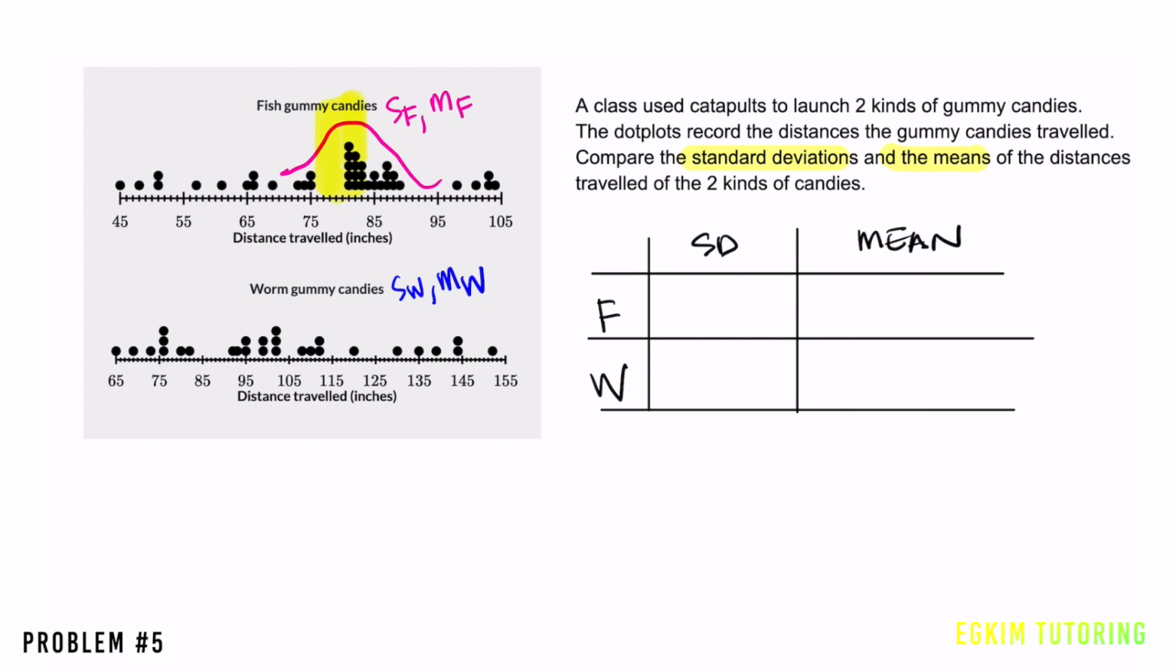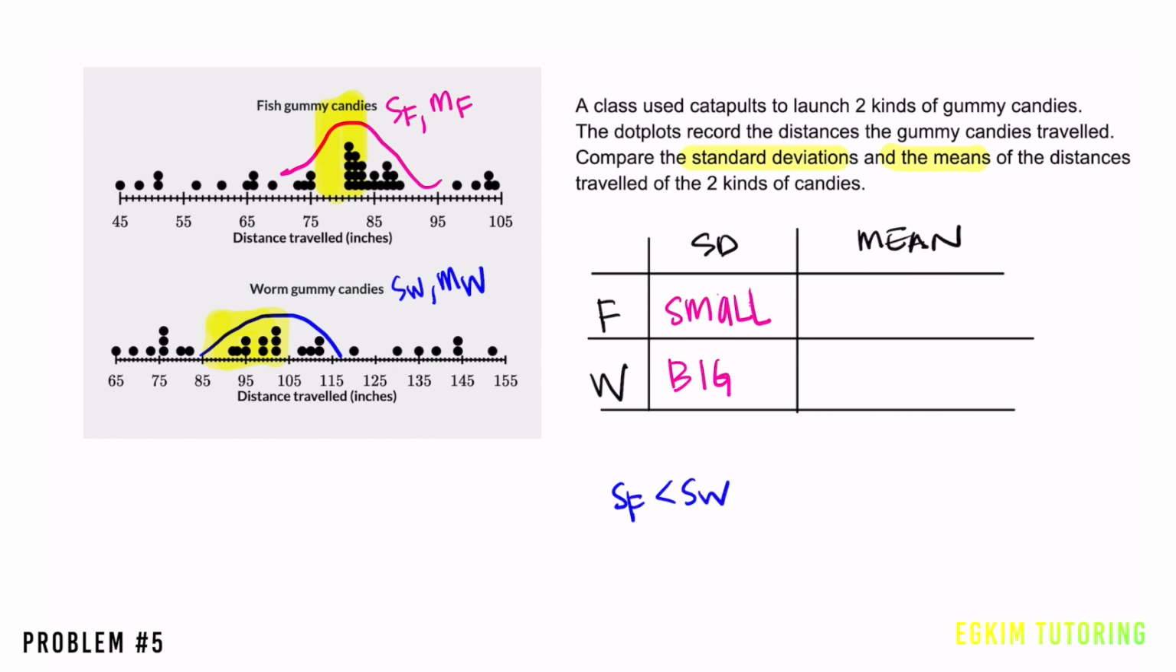The worm gummies also have a cluster, but it's broader and it's right here, and the mean is probably somewhere around this area. Because the data points are more clustered for the fish gummy, the mean is more obvious right here, so the standard deviation is going to be small. And the standard deviation for the worm gummies is going to be big because the data is more spread out. So we can write SF is less than SW.